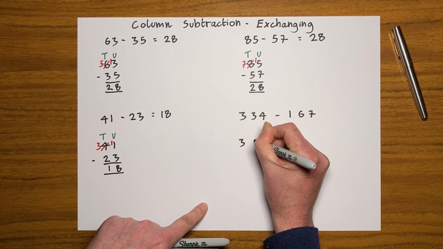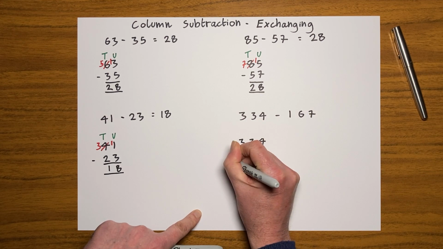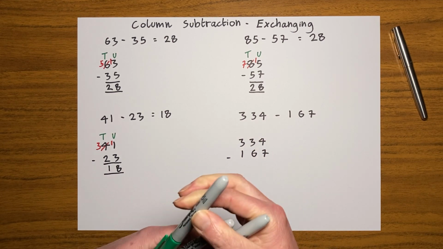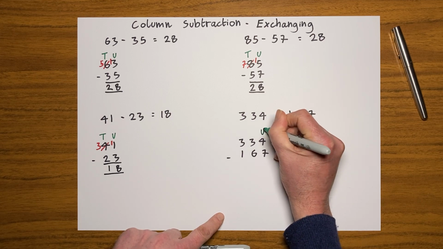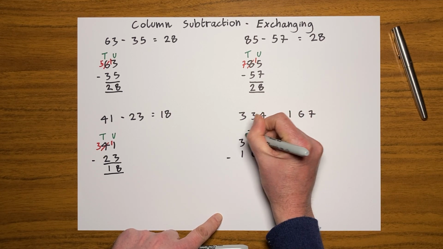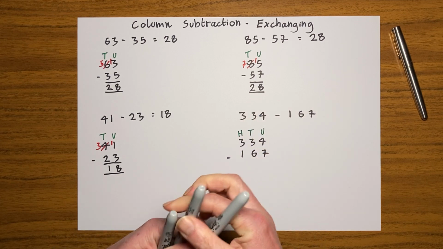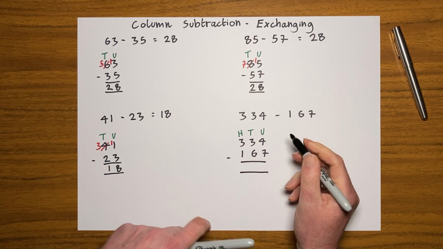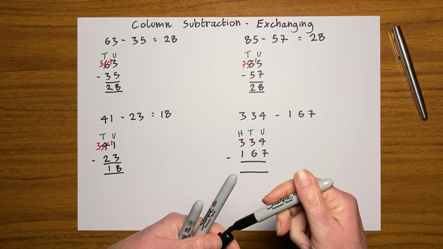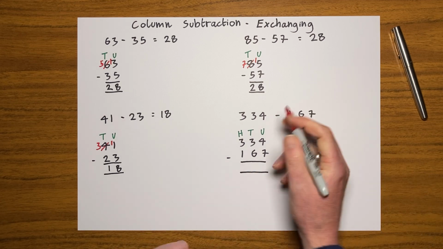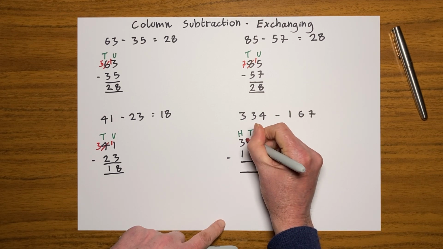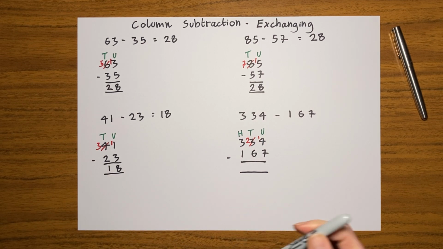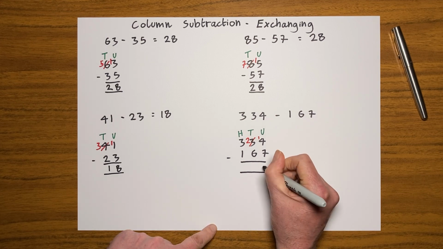So we set it out, 334, take away 167. I've got it all nicely lined up, units, tens, hundreds. Put my double lines here, and off we go. I can't do 4 take away 7, can I? Because 7's bigger than 4. So I'll take 10 from here, make that a 20, move it over here. So I've got 14. 14 take away 7 is 7.